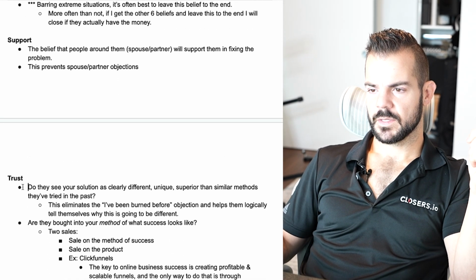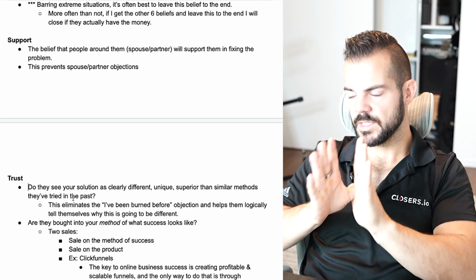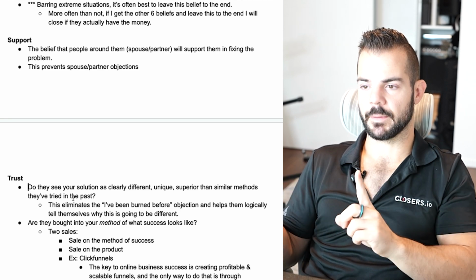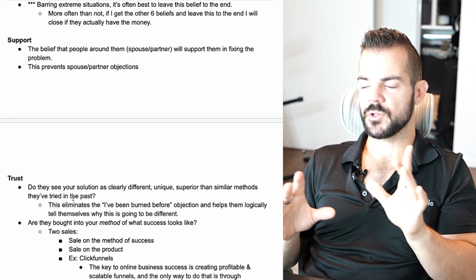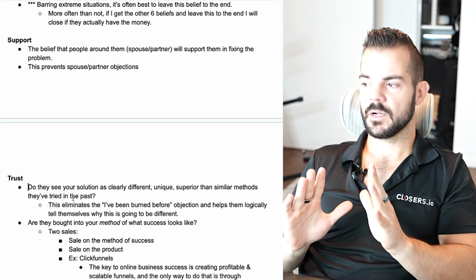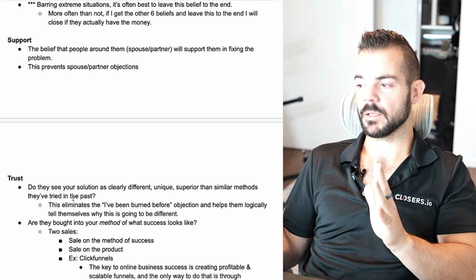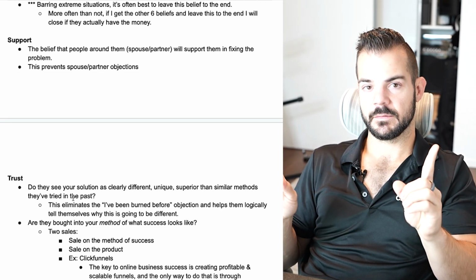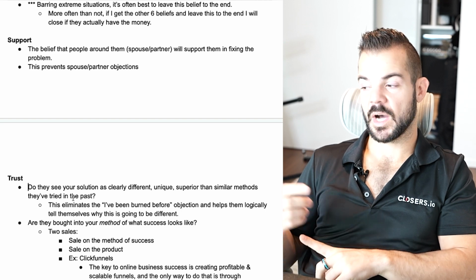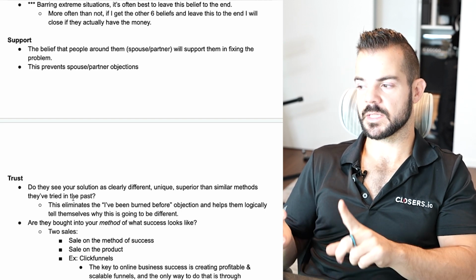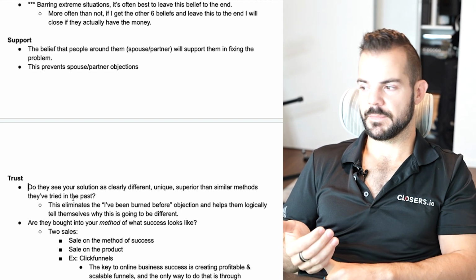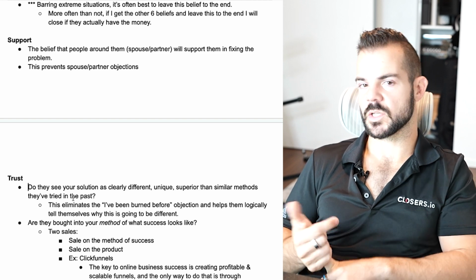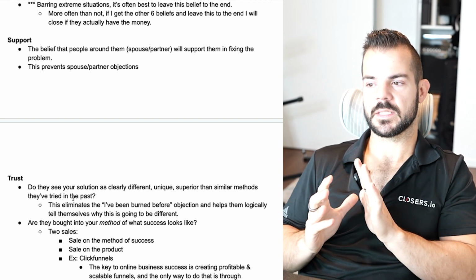Now, trust. This is very, very cool. Trust is really, they believe in your specific method of fixing the problem, right? So what is really new, different, unique, superior, better, etc., of the way you fix this problem compared to the rest of your competition, right? So what objection does this eliminate? I have been burned before. Oh, I've tried something like this. Oh, I don't see how this is different. Oh, I talked to somebody yesterday who does the same exact thing that you do, and this person's prices are lower, right? It eliminates the competition again.